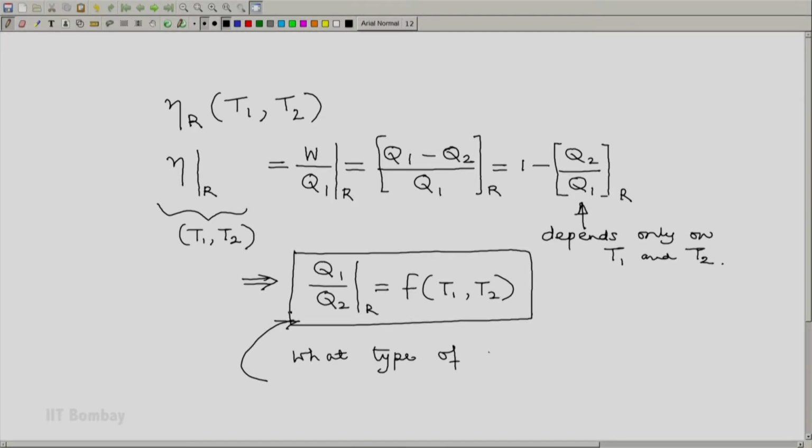Now, what type of function can F be? Remember, thermodynamics puts some restrictions but gives us lot of options. So here it says that some function of T1 and T2, thermodynamics itself will put some restriction on F but will not dictate too many details of F. Let us look at what are the possible restrictions and hence what are the possible form or a convenient form for F of T1 and T2.